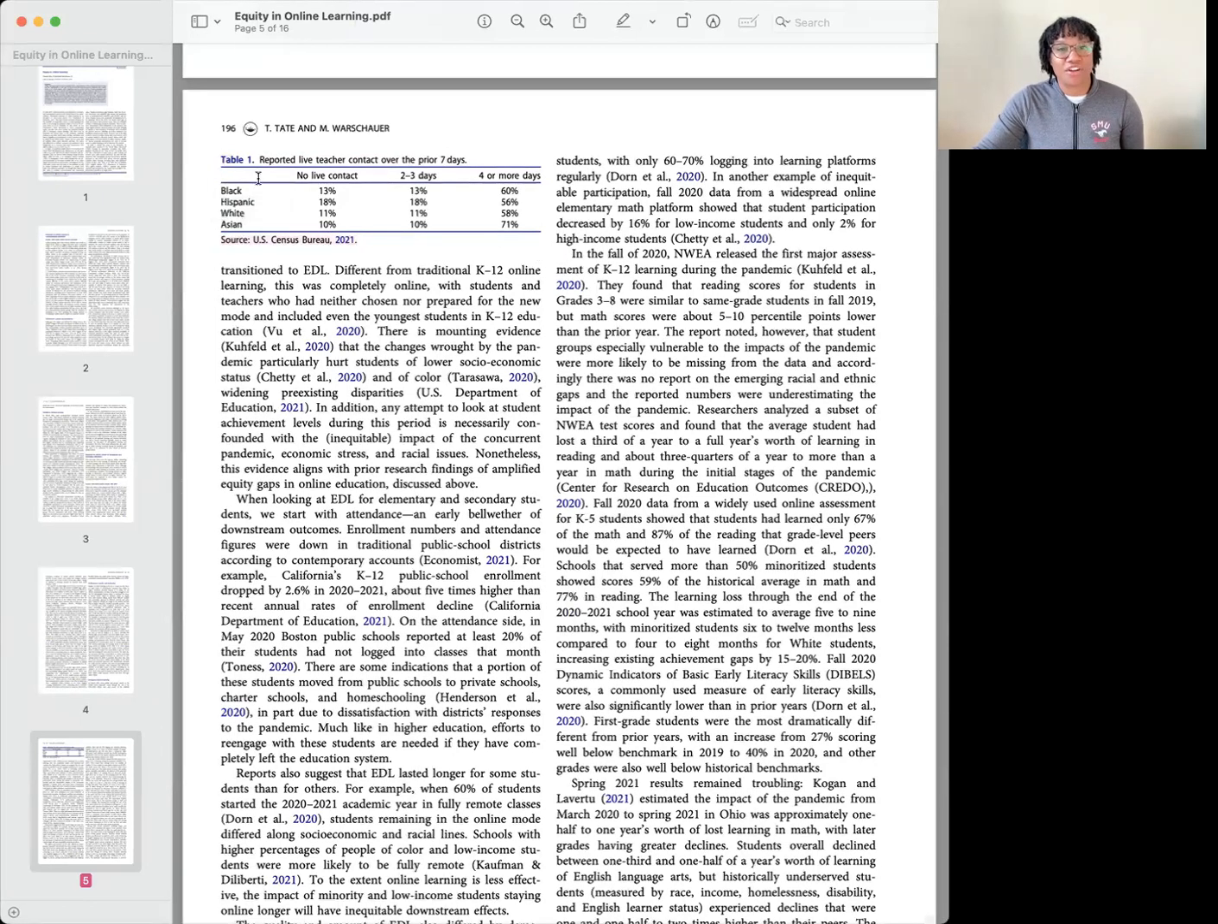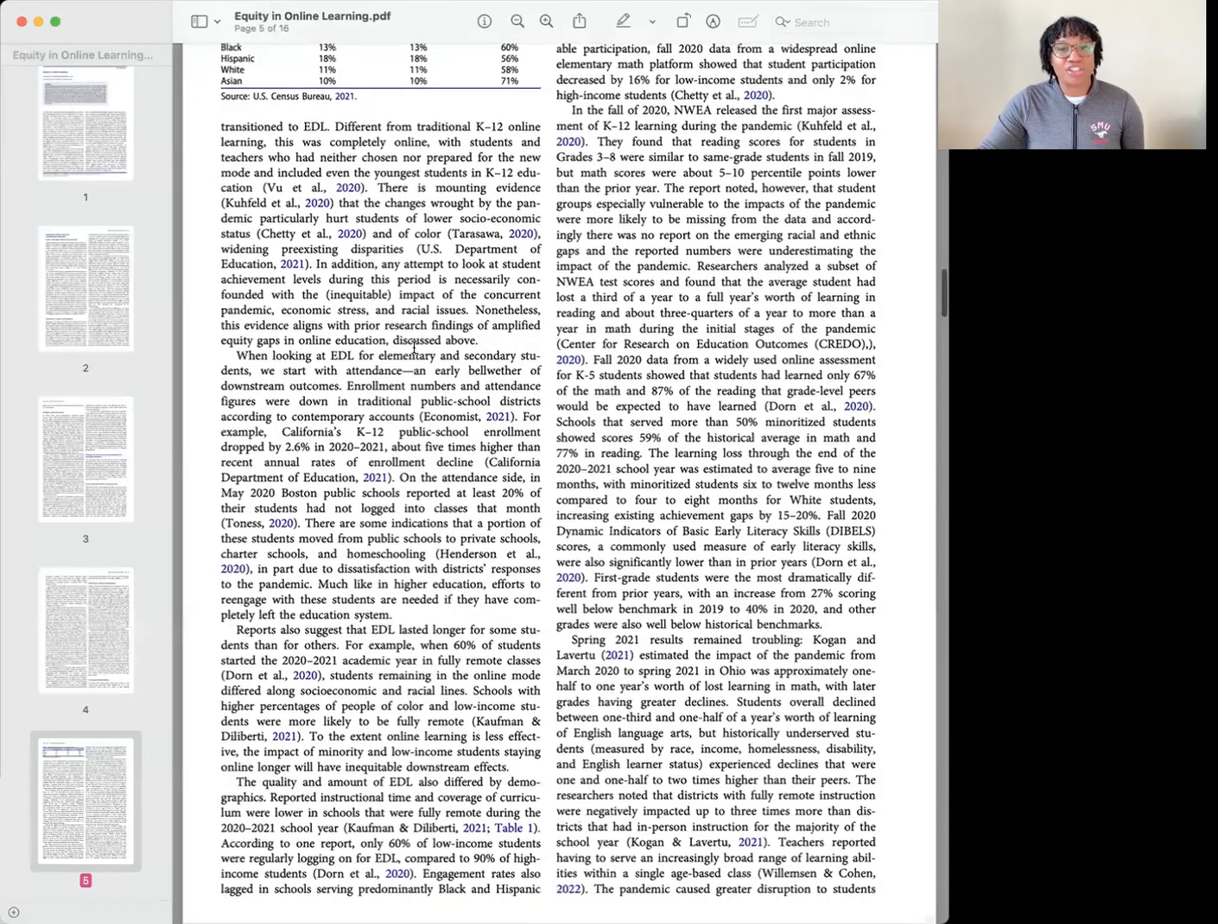You may have to figure out why they would put this table about teachers that reported live contact over 7 days. You may have to figure that out, but think about it. That major detail is right there for you, and they made a chart and they made a table because they wanted you to see it.